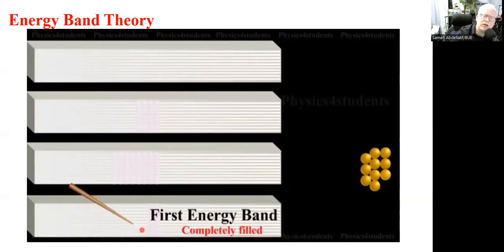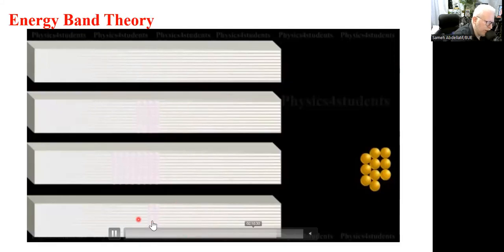It's completely occupied. On the other hand, we call this band a core band. Why do we call it a core band? Because this is the nearest band to the nucleus, which means the attraction force is maximum. So it's very difficult, let me say it's impossible, to break the bond between the electron and the nucleus in this band.